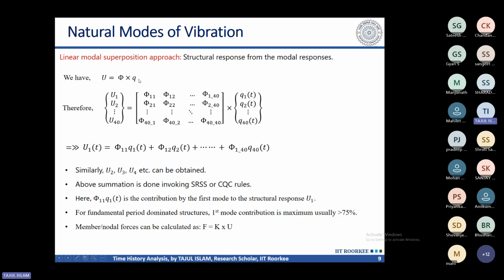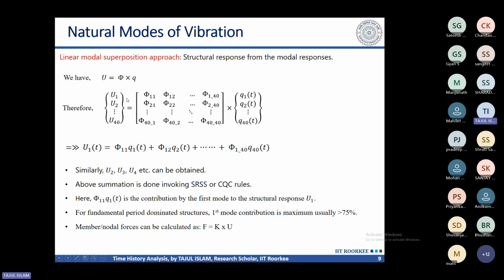This small q is actually representing modal deformation. It means what is the deformation in the first mode, what is the deformation in the second mode, what is the deformation in the third mode, like that. Then if you multiply this modal deformation with this mode shape matrix, then you'll get the total deformation.